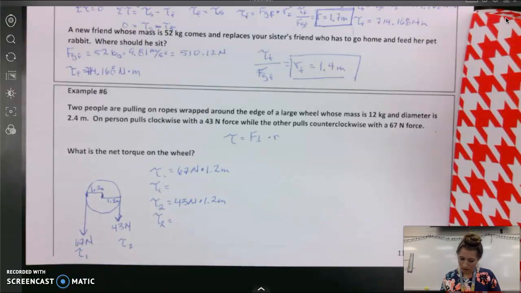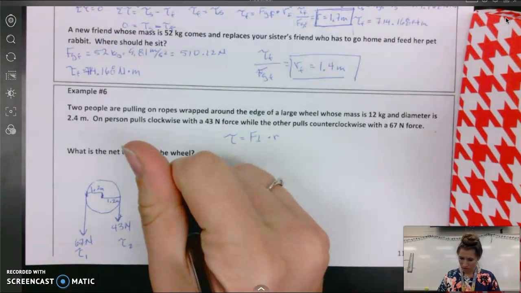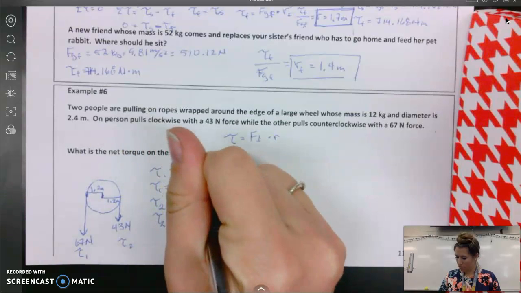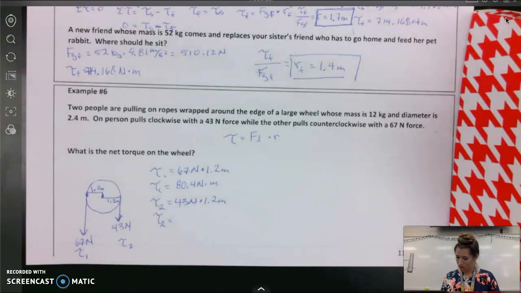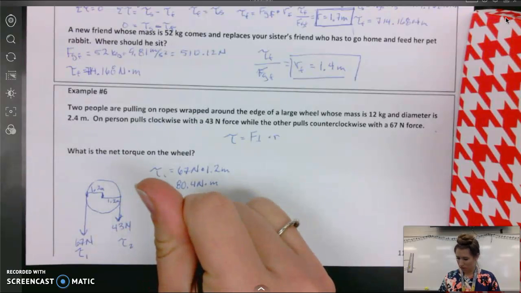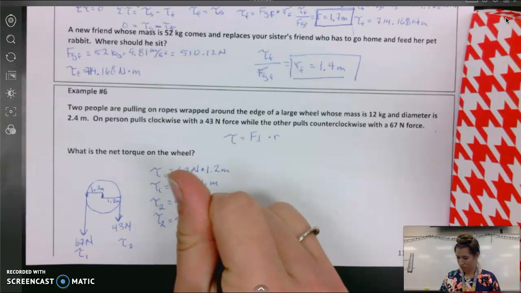Okay, 67 times 1.2, which equals 80.4 Newton meters, and then 43 times the 1.2 is 51.6 Newton meters.